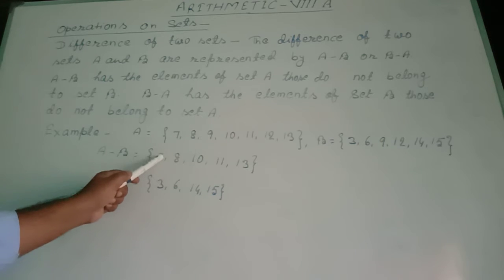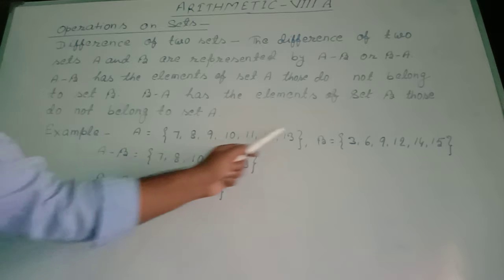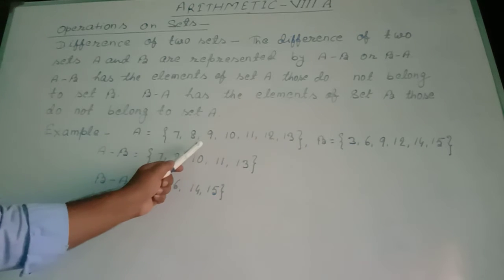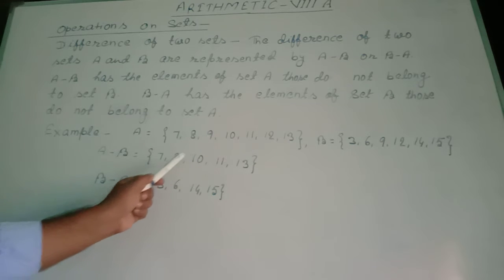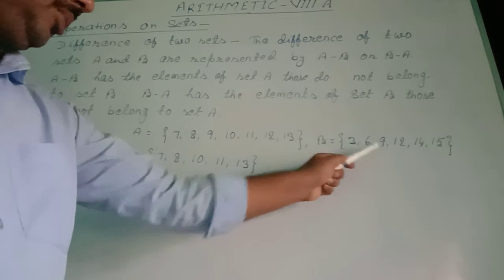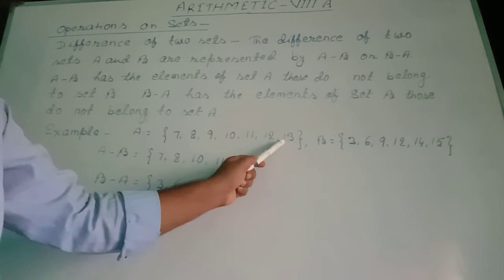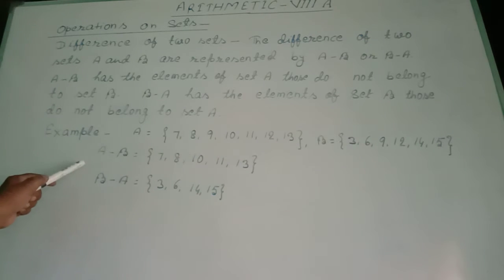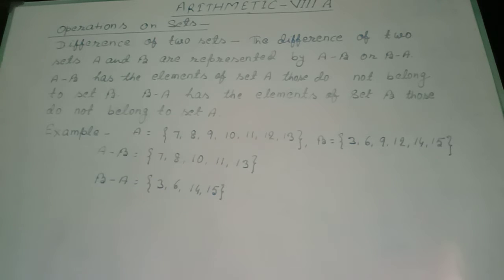7 does not belong to B, 8 also does not belong to B, 9 is here but 9 belongs to B, so we will not write this element. 10 does not belong to B, 11 does not belong to B and 13 does not belong to B. So A minus B became 7, 8, 10, 11, 13.